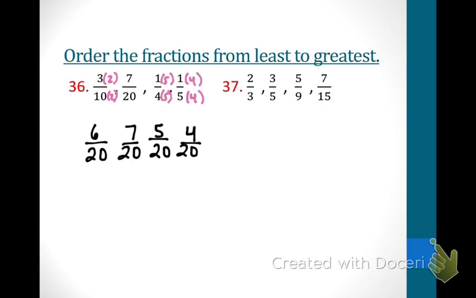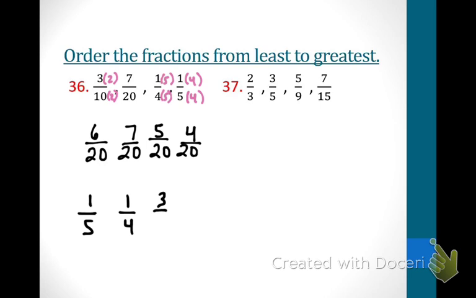Okay, now remember, you want to put it back into its original problems that you had at the very beginning. So of all of these, when I look at the 20ths, I know 4 20ths is the tiniest. So what is that in the original problem? 1/5. 1/5. What should my next one be? 1/4. 1/4.